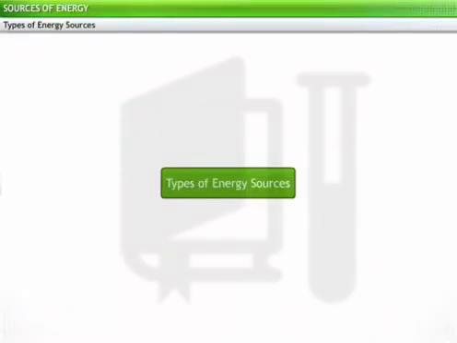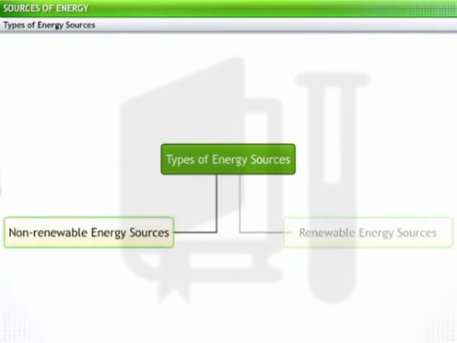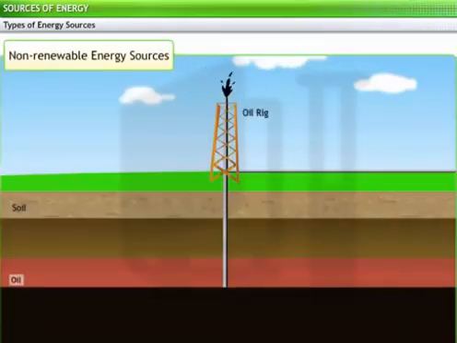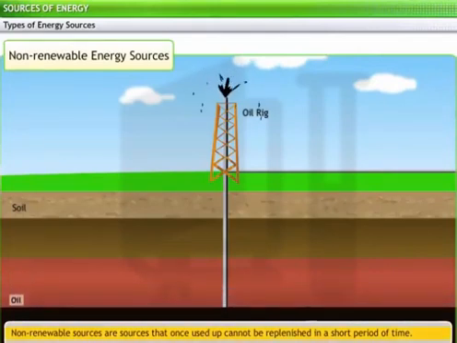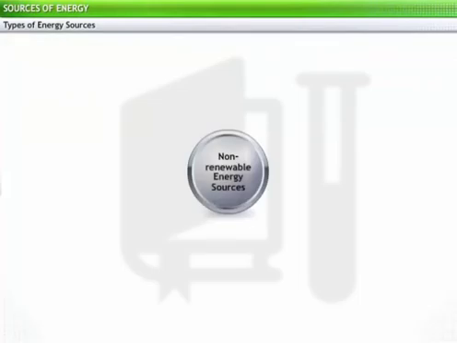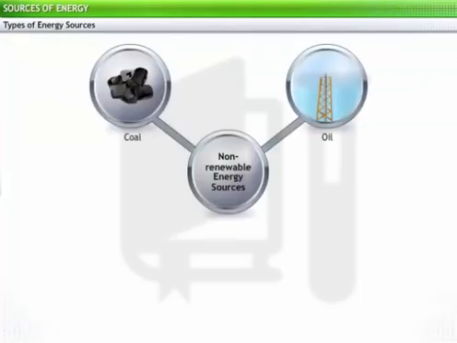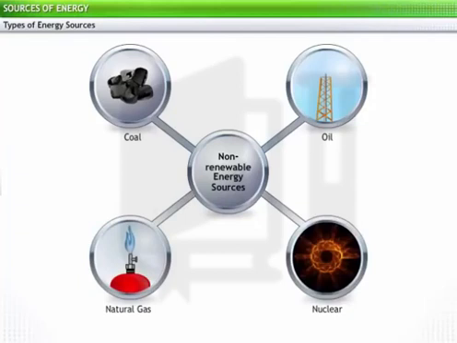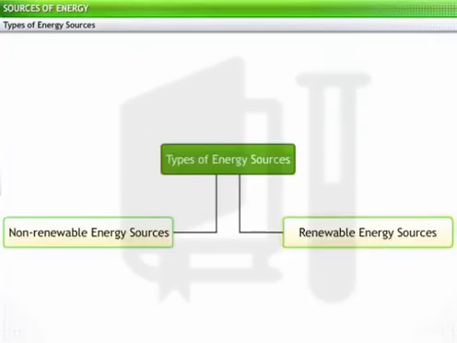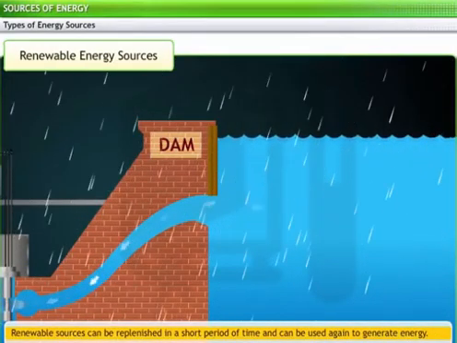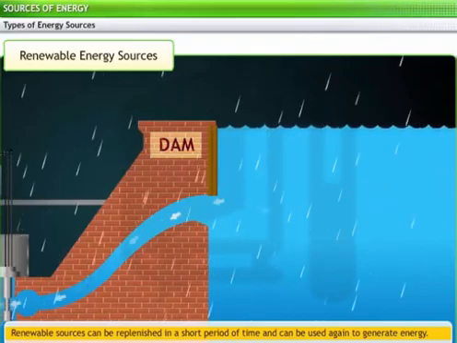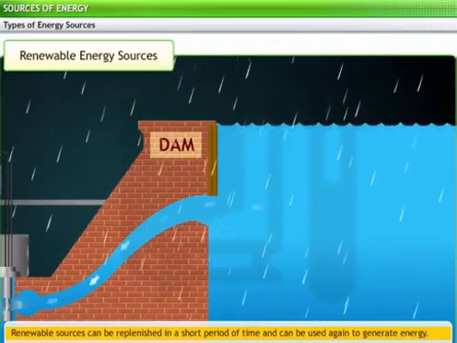All sources of energy can be divided into two categories. Non-renewable sources are sources that once used up cannot be replenished in a short period of time. Fossil fuels such as coal, oil, natural gas and nuclear fuels are non-renewable sources of energy. Renewable sources of energy can be replenished in relatively shorter duration and can be reused to generate energy.